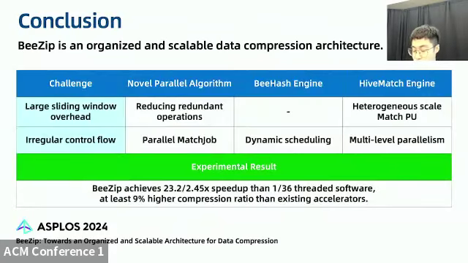BeeZip is an organized and scalable data compression architecture. A novel algorithm and accelerator are proposed. The experimental results show that BeeZip achieves a balanced increase in compression ratio and throughput at the standard. It combines the advantages of existing software and accelerators.